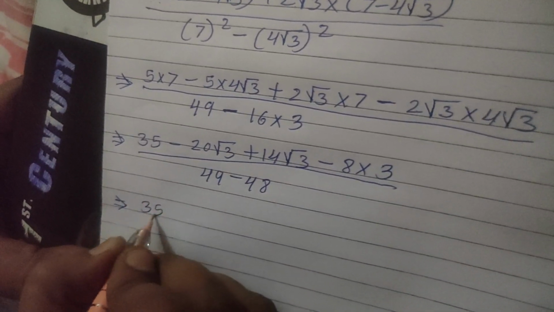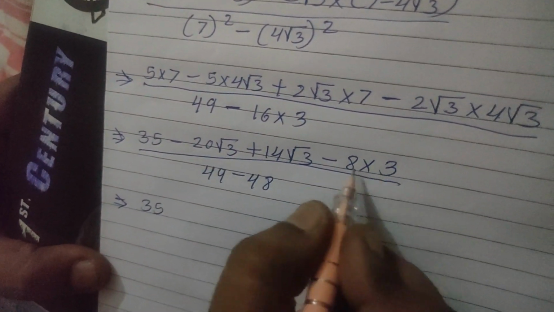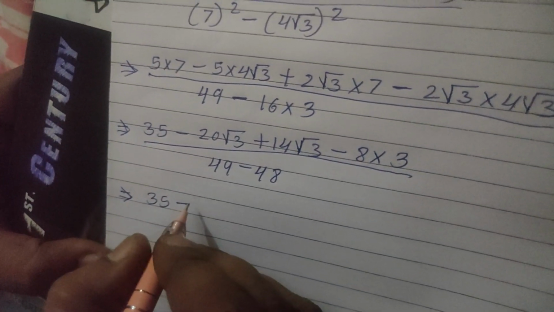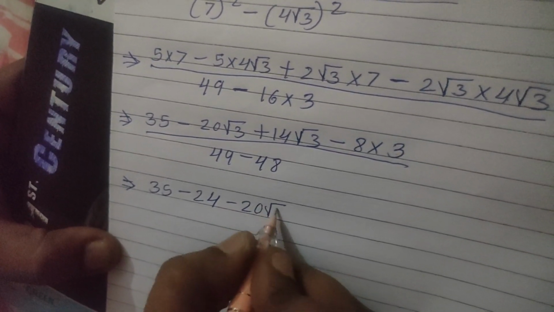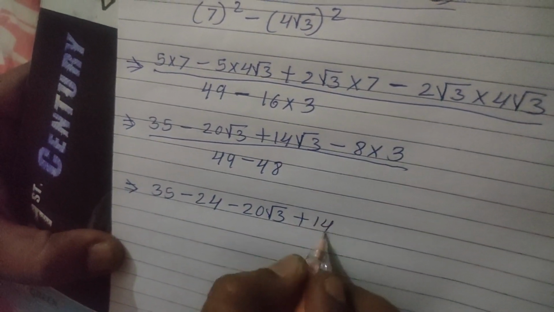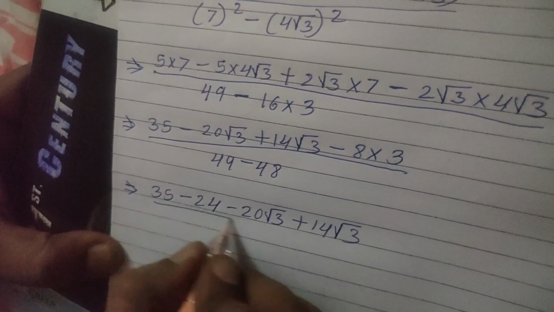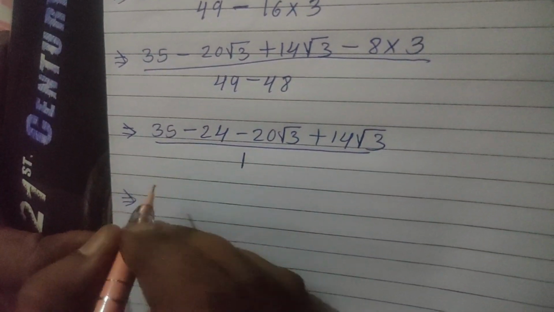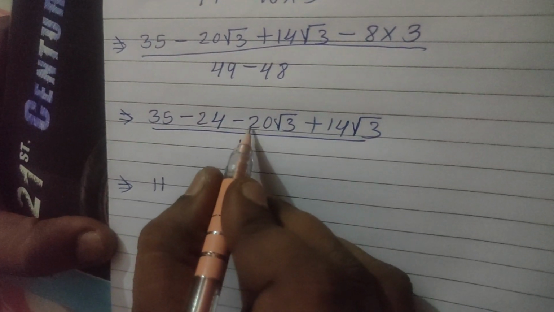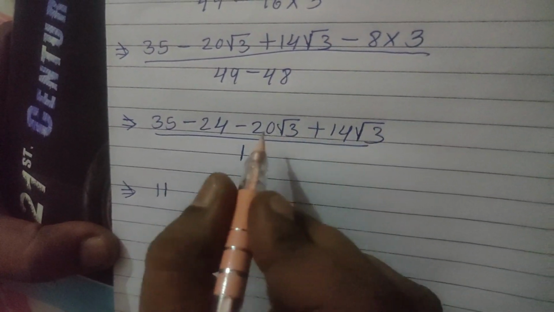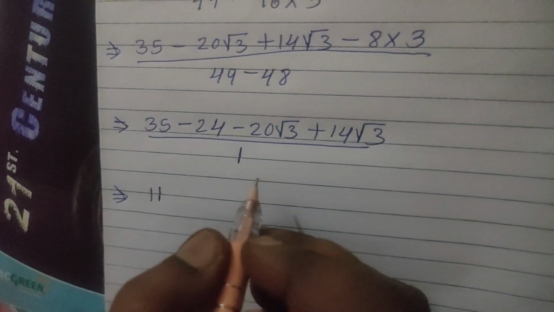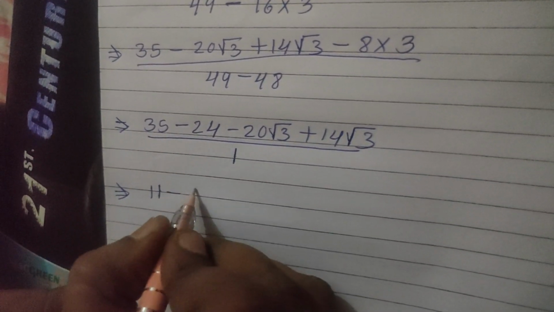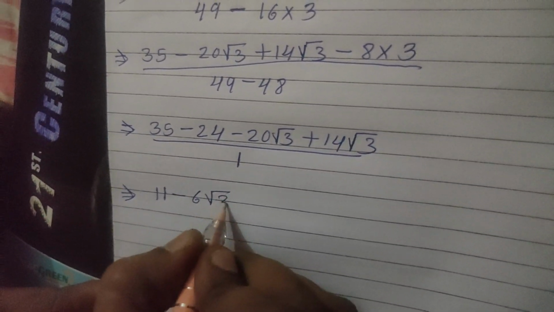Now here 35, and here the constant number is there, so I will take 8 into 3, 24, and here minus 20 root 3 plus 14 root 3 upon 1. 49 minus 48 is 1. Now 35 minus 24 is 11. Now here minus 20 root 3 plus 14 root 3. So here root 3 we are taking common, and minus 20 plus 14 will be minus 6. So minus 6 root 3 upon 1.